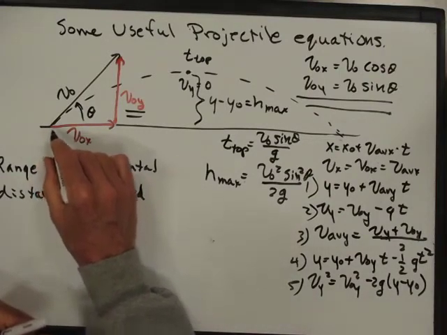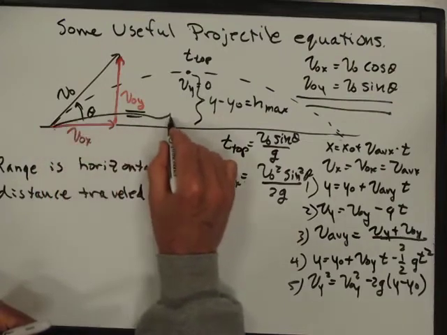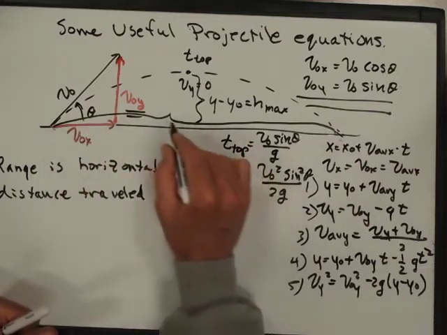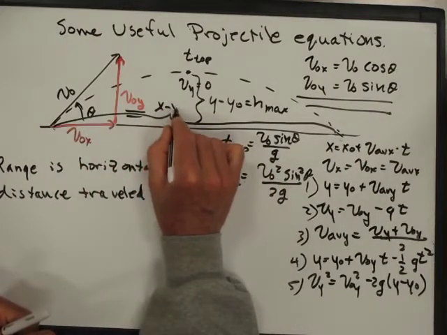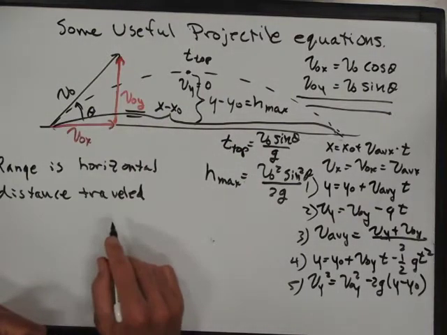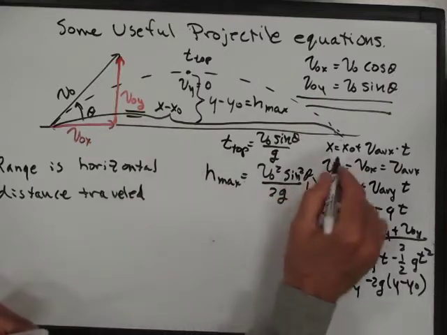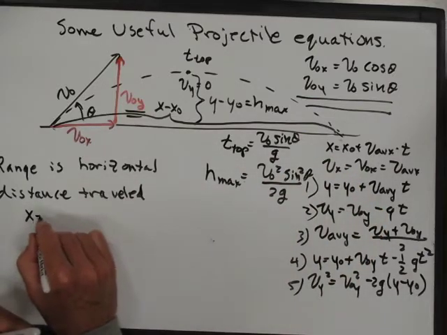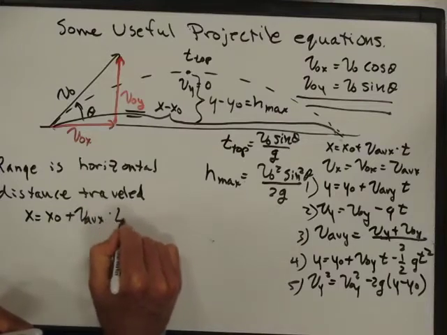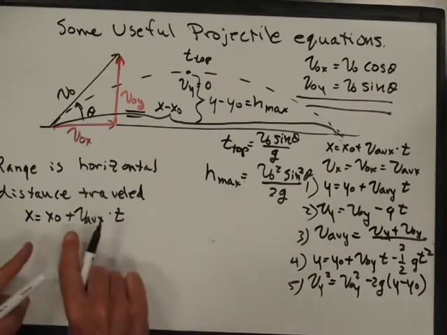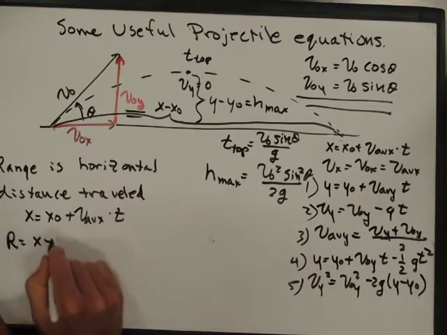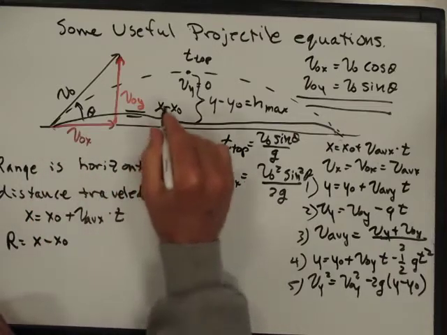So this, let me see if I can indicate it here. This is the range. It's from where it's launched to where it lands, assuming it's horizontal. And that's just x minus x naught, right? And so we can just grab the first equation here and say, look, x equals x naught plus v average x times time. Well, if we want to know the total distance, the range is just x minus x naught. It's how far it traveled horizontally.